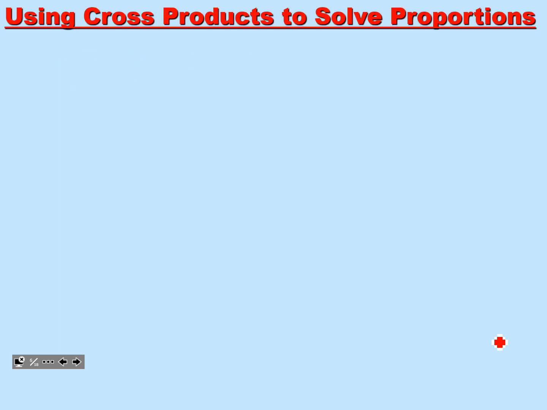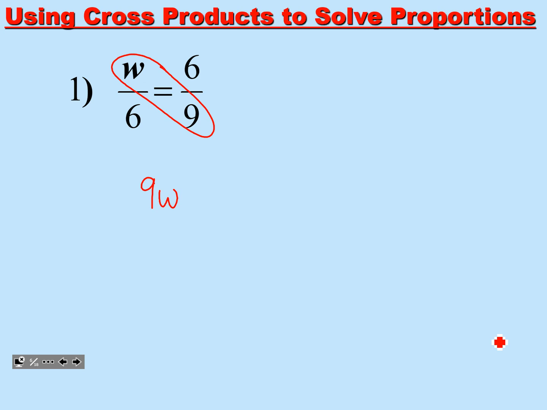If you look at number 1, w to 6 equals 6 to 9. I want to solve for w. Now, some of you could probably do this mentally, but how would you solve this using cross products? What I'm going to do is cross multiply. So what's 9 times w? If you don't remember from your algebra, w times 9 is 9w.